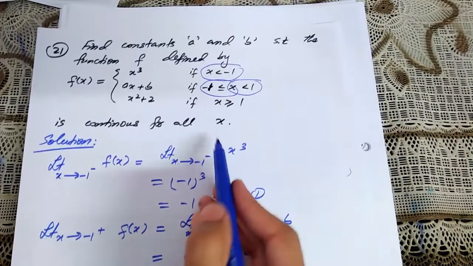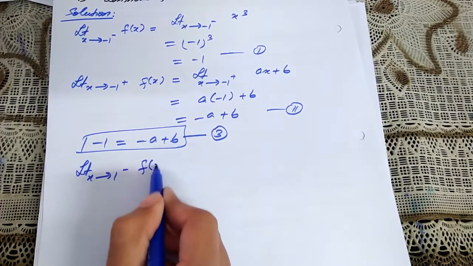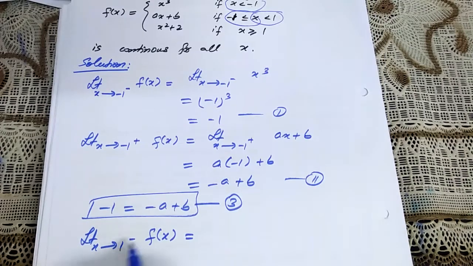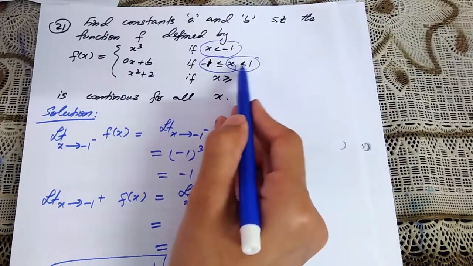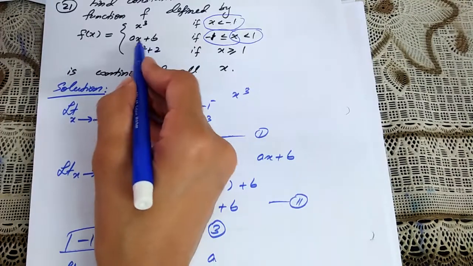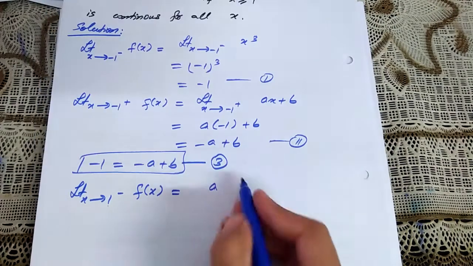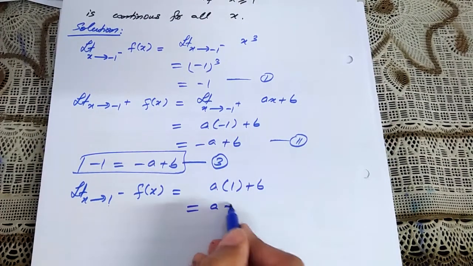Now check at x equals 1. Limit x approaches to 1 negative side. Now 1 negative means the left hand limit. x must be less than 1. x is less than 1 at this point. So ax plus b. Consider this function ax plus b. Replace x with this limit. We'll get here a plus b.